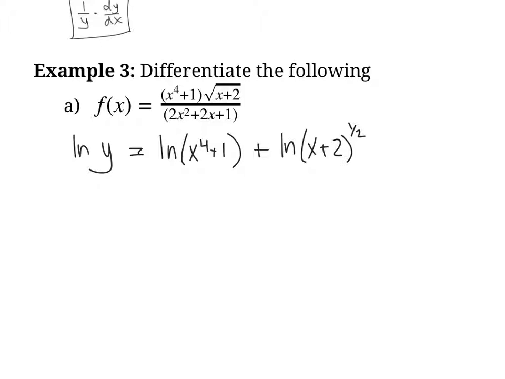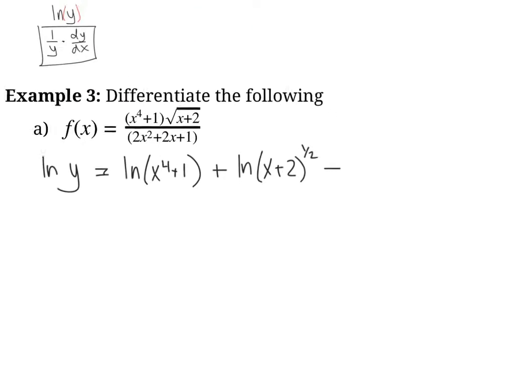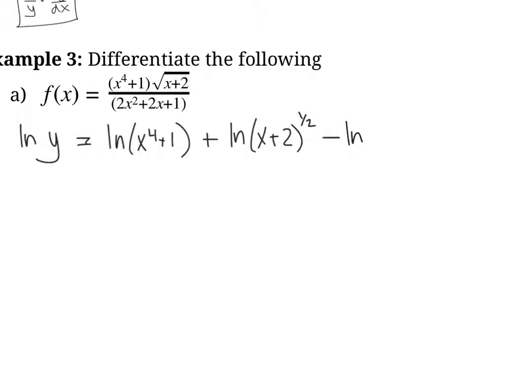And then if you remember our laws of logs, when we have something in the denominator, it's like we're subtracting that. So it's going to be minus ln of 2x squared plus 2x plus 1. Right? Now, one thing to simplify, I'm actually going to take this 1/2 and write it down in front, just to make it a little bit simpler. And now we could take the derivative.